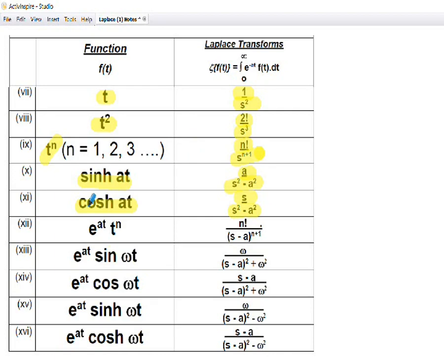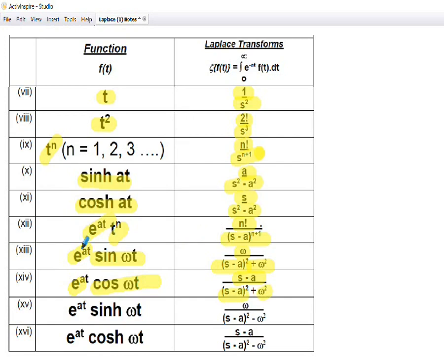Then we've got functions of t multiplied together. The e to the at times t to the n goes to n factorial over s minus a to the n plus 1. And then we've got e to the at times sine omega t goes to omega over s minus a all squared plus omega squared. We've got the e to the at times cos omega t, that goes to s minus a over s minus a squared plus omega squared.